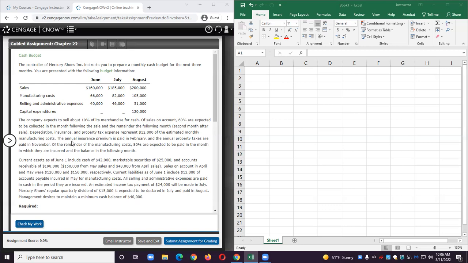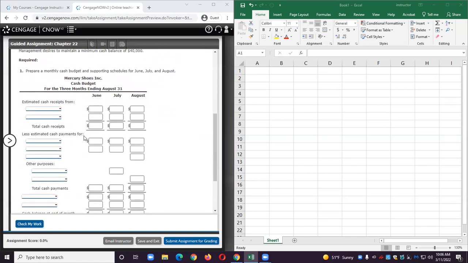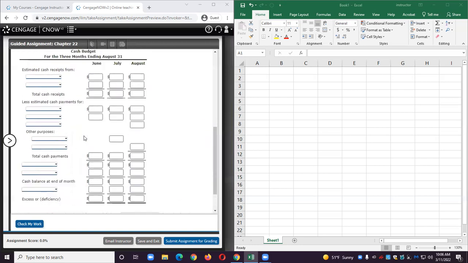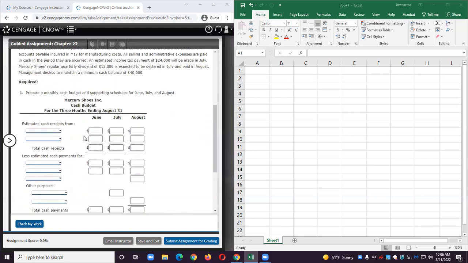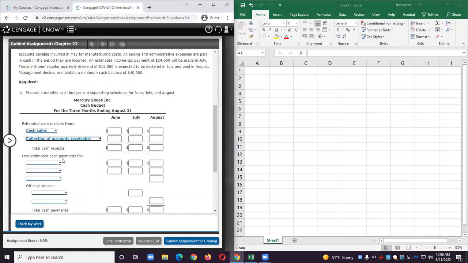Then it gets into all the costs, and we're going to hold up and just focus right now on the cash receipts. Down here you'll see this outline for the cash budget. Our estimated cash receipts are going to come from both cash sales, so money we collect at the point of sale, and from collection of accounts receivable.